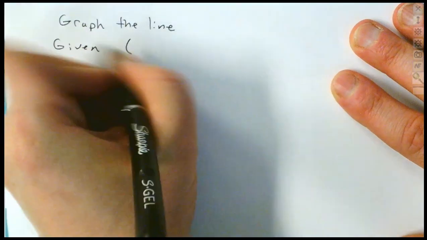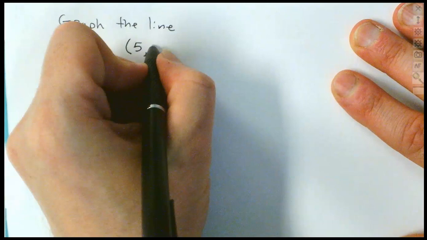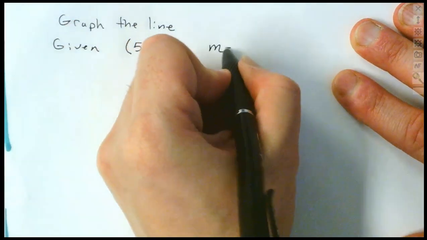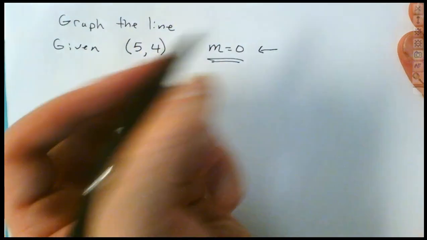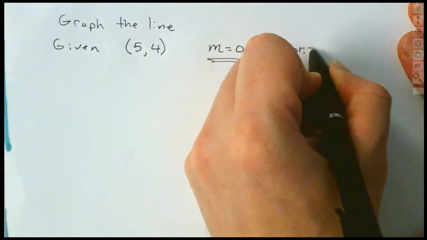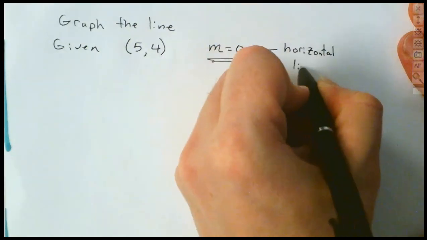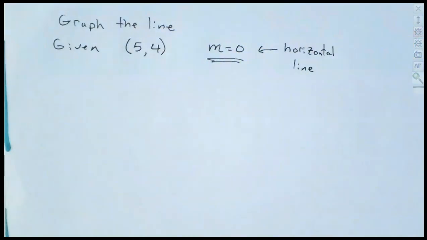So you're always going to be given a point. How about 5, 4? And let's say this one has a zero slope. What do we know about a zero slope? Well, a zero slope is going to be a horizontal line. That's just one of our facts. Remember, we have 4 types of lines. It can be a diagonal going up if it's positive. It can be a diagonal going down if it's negative. Horizontal line if your slope is 0. Vertical line if your slope is undefined. So this one is a horizontal line because our slope is 0.